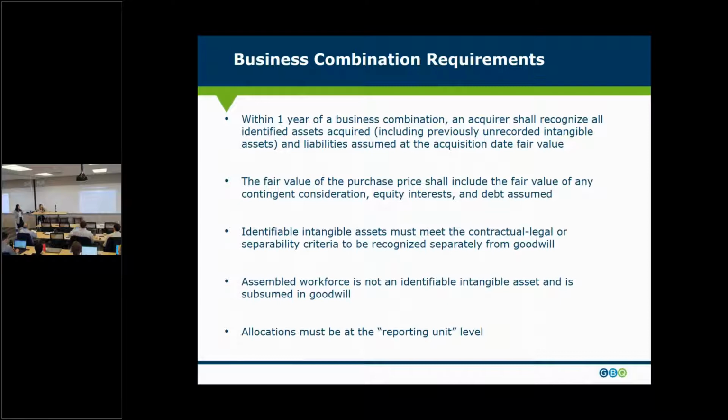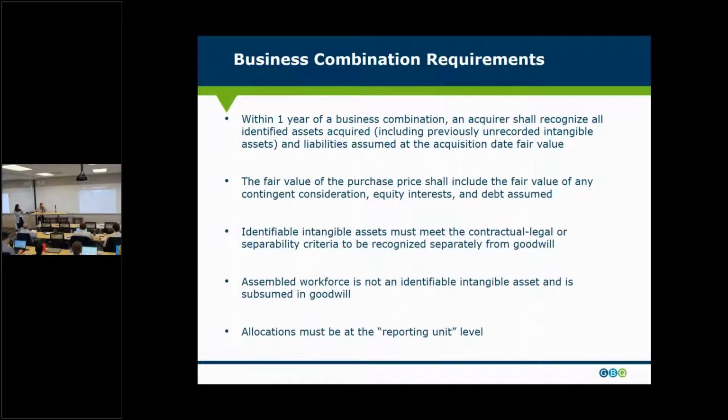The fair value shall include any contingent consideration, equity interest, and debt assumed. So let's say you buy a company for 100 million, but there's an earnout that says you might pay up to 20 million based on how the company does. You don't just book the 100 million as the purchase price, and you also don't book 120 million as the purchase price. You're going to fair value that earnout. Obviously, it might not hit 20 million. So you fair value that, and that's your starting point: what's the total amount of proceeds that we're allocating to everything that we acquired?